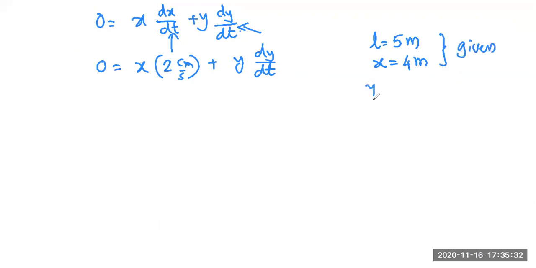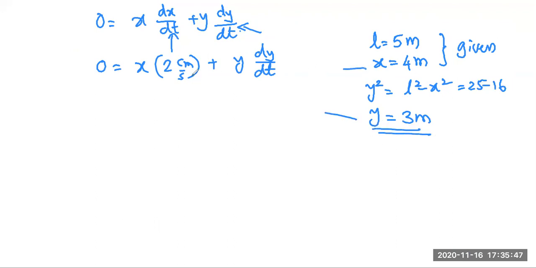Using the same Pythagoras formula, y square equals L square minus x square, which is 25 minus 16, so y is equal to 3 meters. So substitute x and y into this: 0 equals x, 4 meters, into 2 centimeters per second, plus y, 3 meters, into dy by dt.